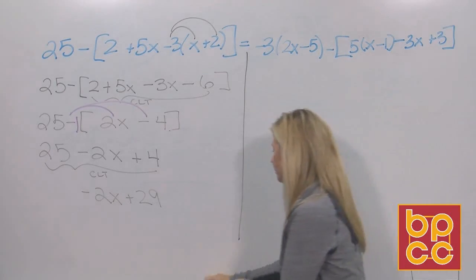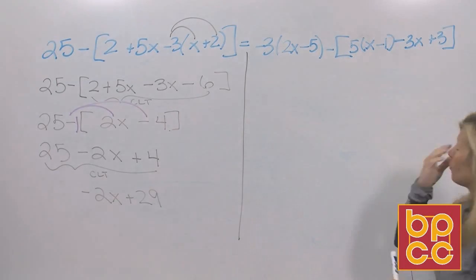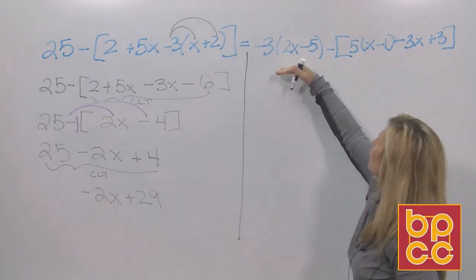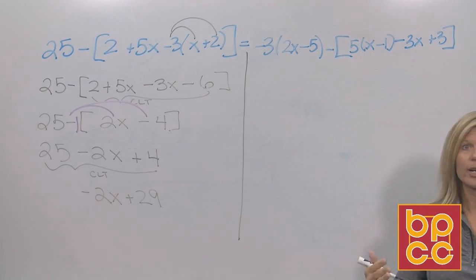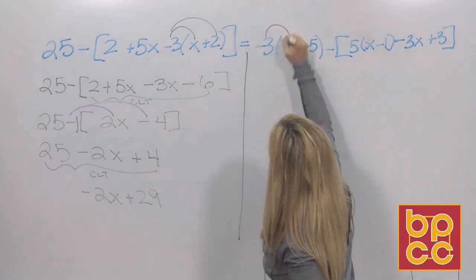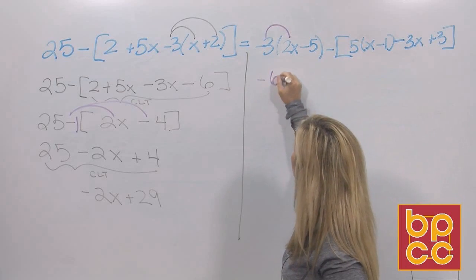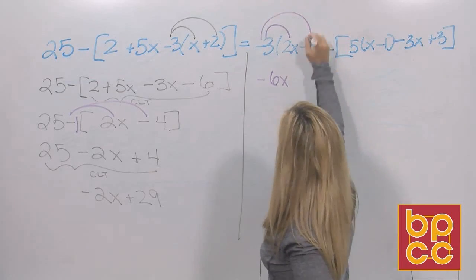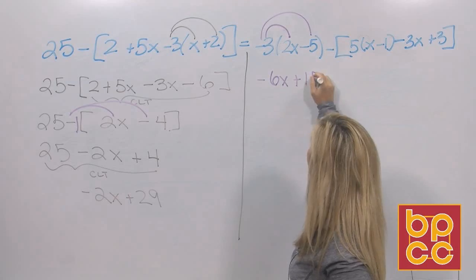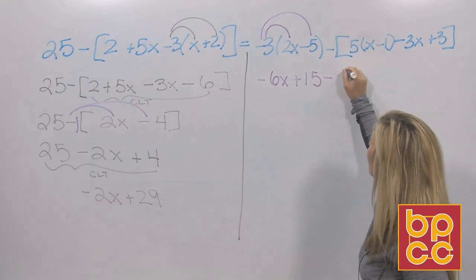Okay? So first step is to get rid of parentheses. There's two parentheses. We're going to do them in order. So we're going to distribute. Negative 3 times 2x is negative 6x. Negative 3 times negative 5 is a positive 15. We're going to leave the minus. We're going to leave the bracket.